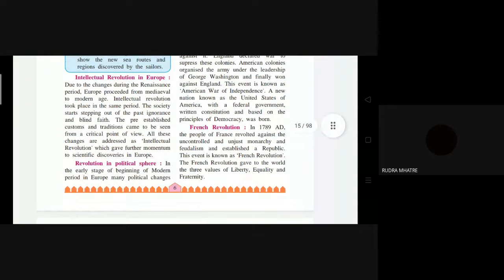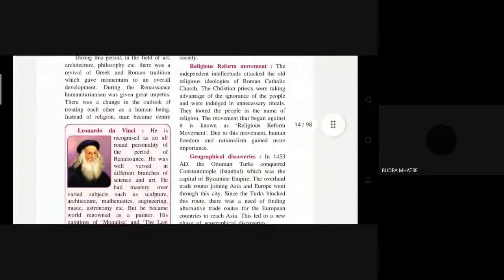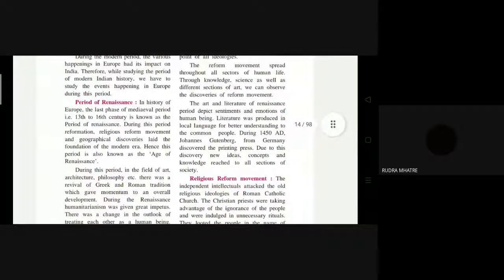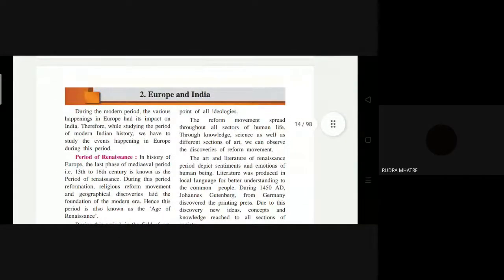Yes, miss. How did the Industrial Revolution take place? It began in England. Okay, what was the religious reform movement?